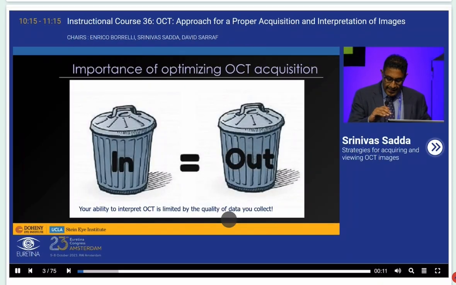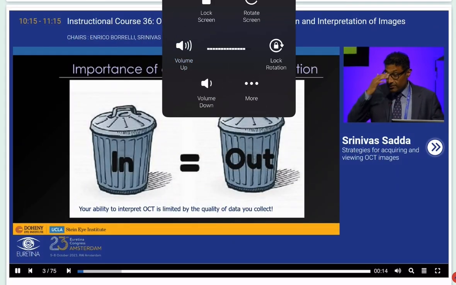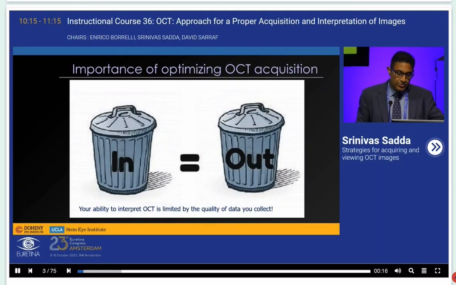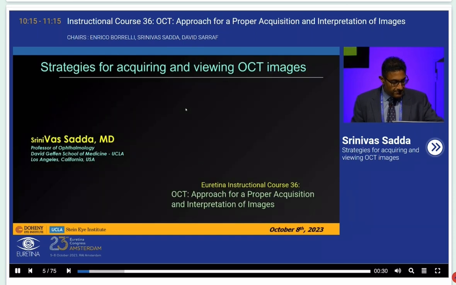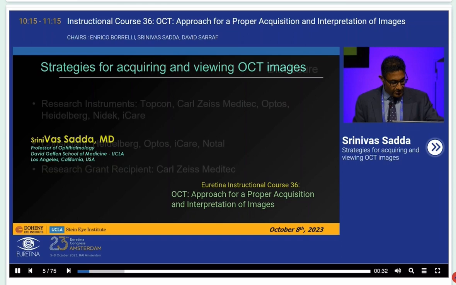I can't underscore how important acquisition is in regards to being able to do good OCT interpretation. This is the usual "garbage in, garbage out" kind of cartoon. Ultimately, your ability to interpret your OCT is obviously going to be impacted by the quality of the data that you collect.